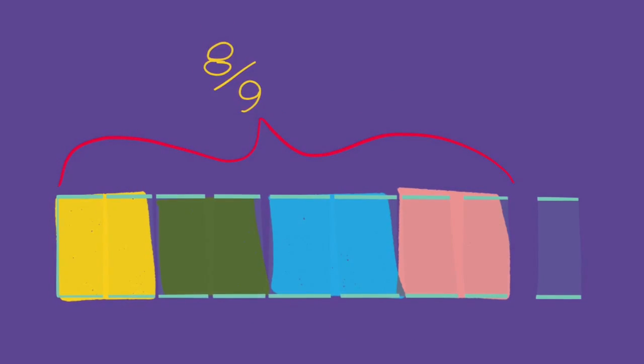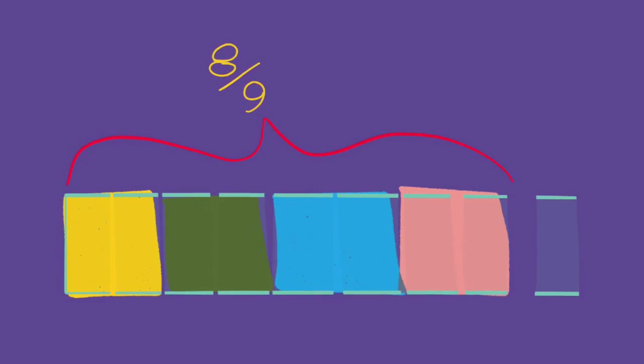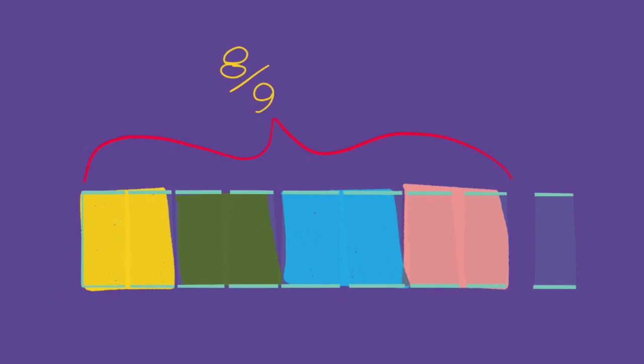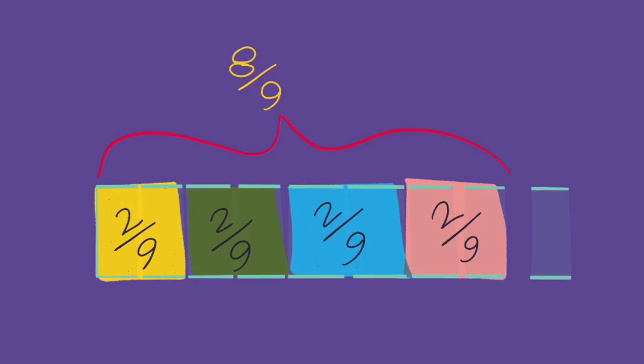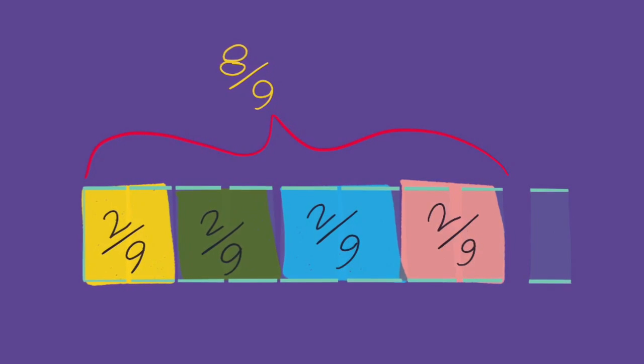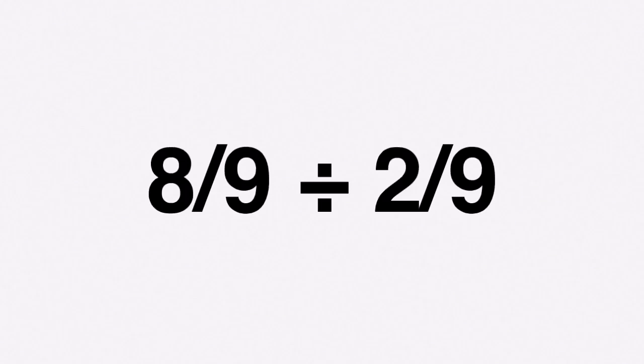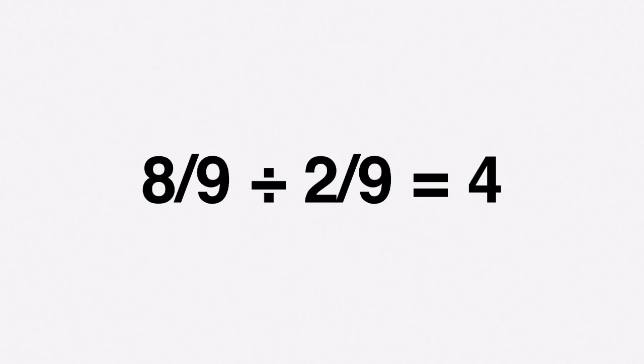This makes it nice for us because we can start packaging 2/9. 1, 2, 1, 2, 1, 2, and then we count how many groups of 2/9 there are. 1, 2, 3, 4. There are 4 groups of 2/9 inside of 8/9. 8/9 divided by 2/9 is equal to 4.